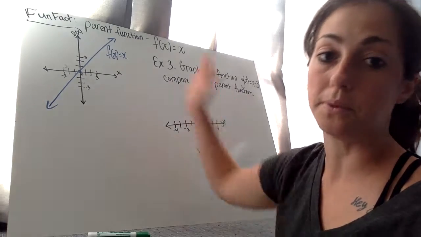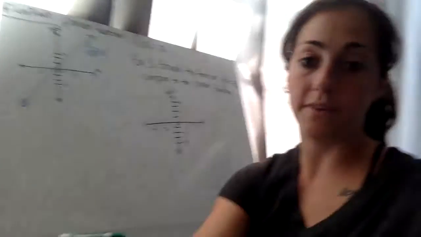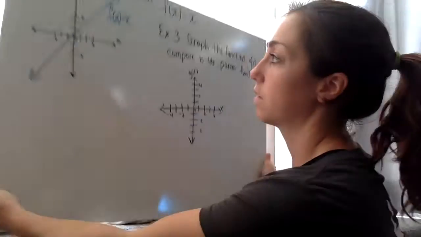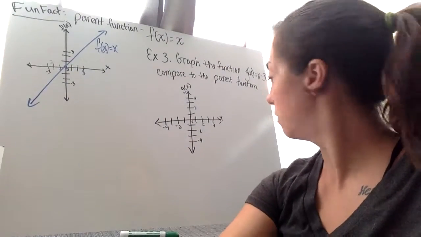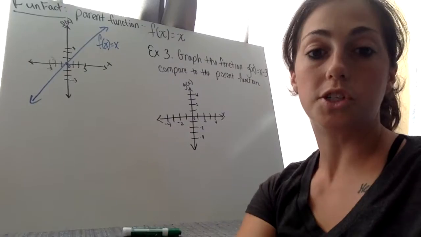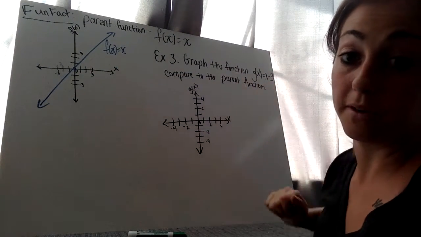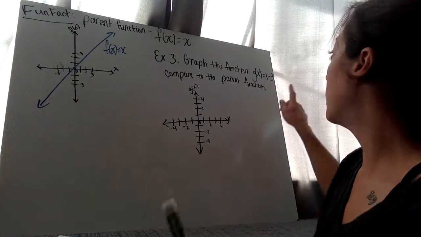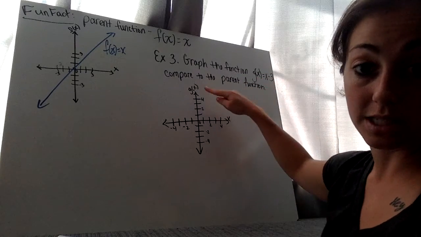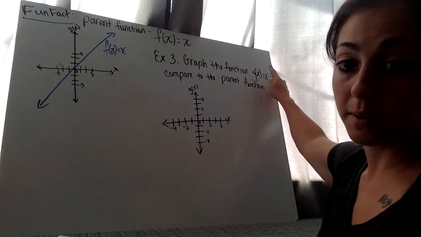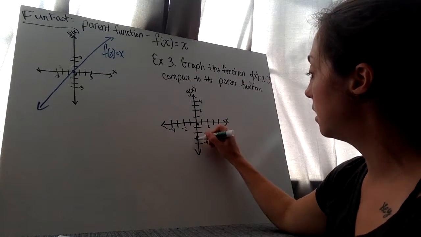Now this is the example using this information, the fun fact that we just learned. Graph the function g of x equals x minus 3 compared to the parent function. So let's first graph it. Remember this is like y equals, and I use g of x just to show you that it doesn't matter. It's just g of x for our y. Anyway, so what's my y-intercept? It's -3. Where's that on my axis or my g of x axis? That's right there.